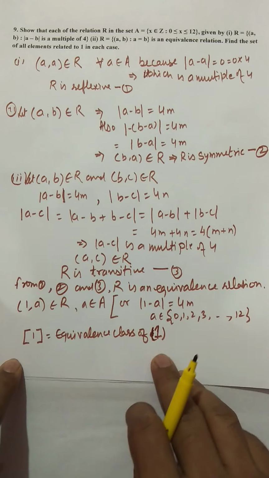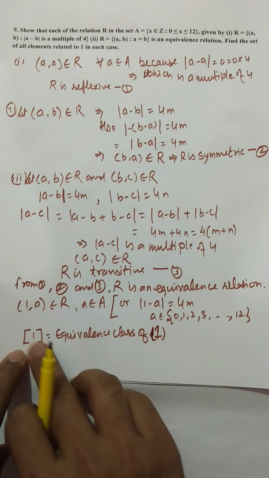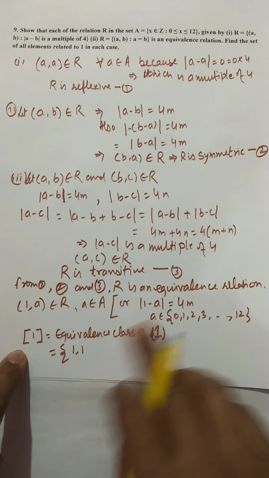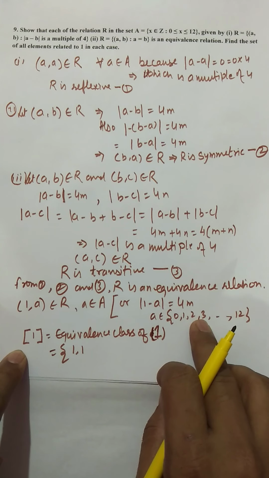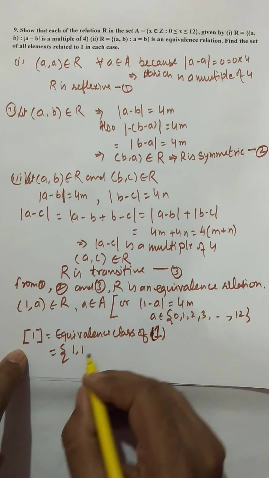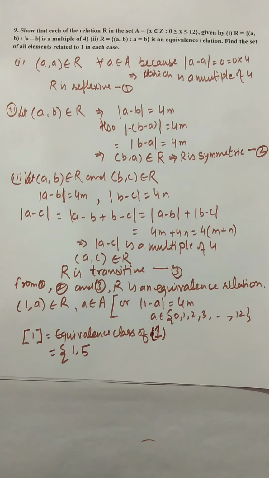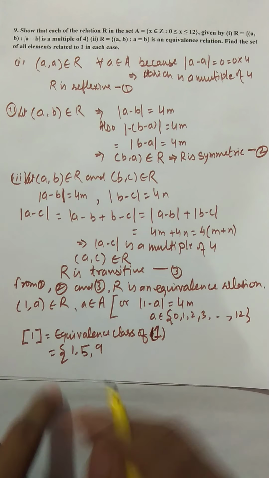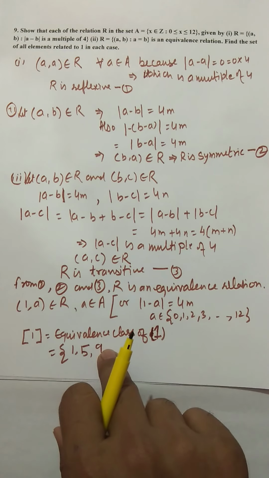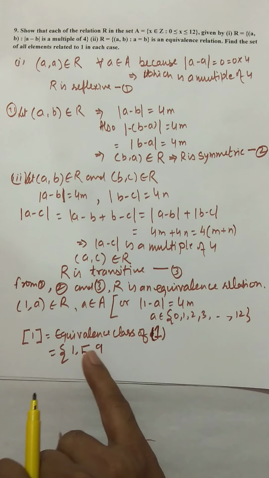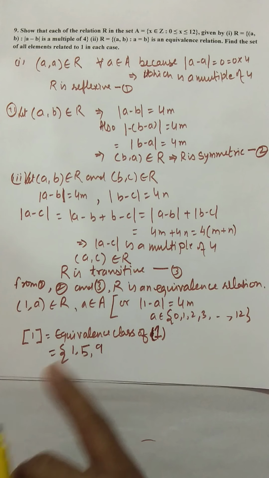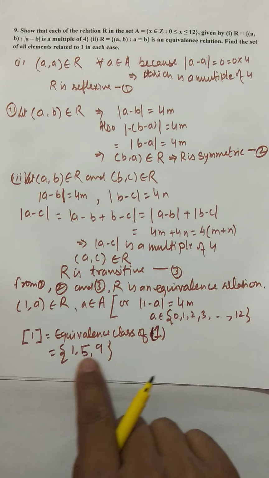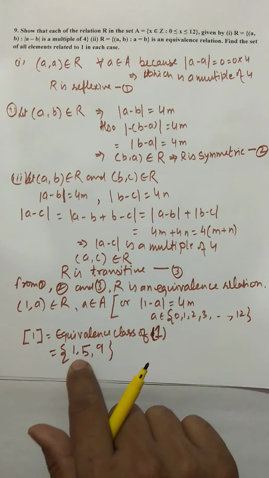Equivalence class of 1 simply means the elements which are related to 1. We have to write all these elements. So 1 comma 1 can be taken. Now 1 comma 3 cannot be taken, 1 comma 4 cannot be taken, 1 comma 5, so 5 can be taken. Then 6, 1 minus 6 is 5, then 7, 8, 9. The next number will be 9, because 1 minus 9 is 8, and 8 is a multiple of 4. Then 10, 11, 12. You cannot take any number now. So this is the equivalence class of 1, or you can say the elements related to 1 are 1, 5 and 9.